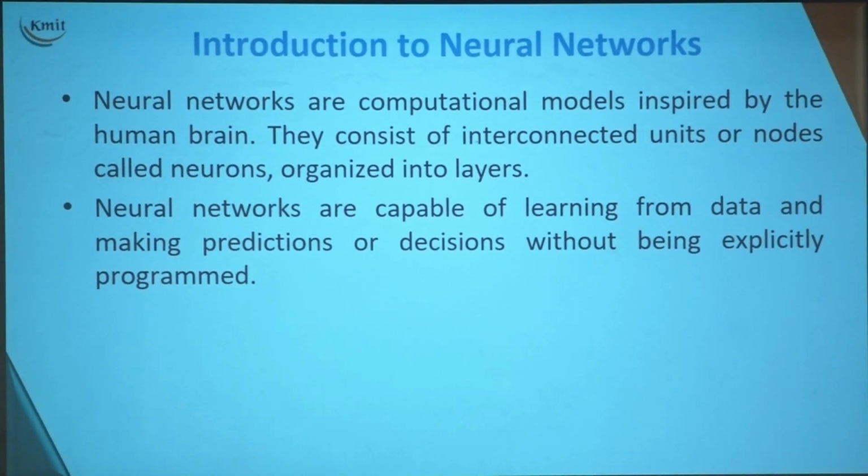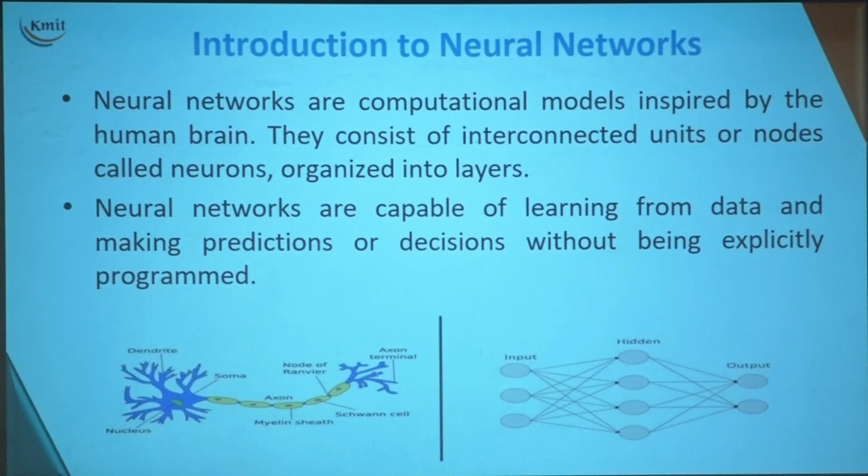So is there any change here? What are neural networks doing? Neural networks are learning from the data, making predictions without being explicitly programmed. But what is the difference between machine learning and deep learning? We just have neural networks associated with deep learning models. Like we have neurons in our brain, we have neurons in the neural networks.